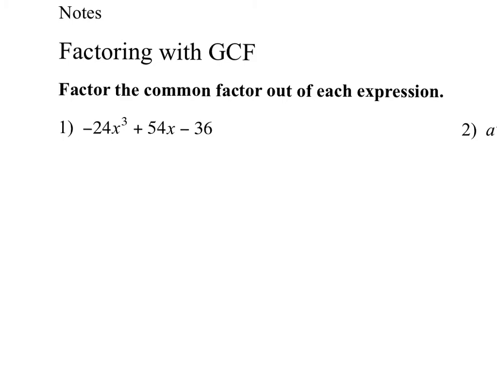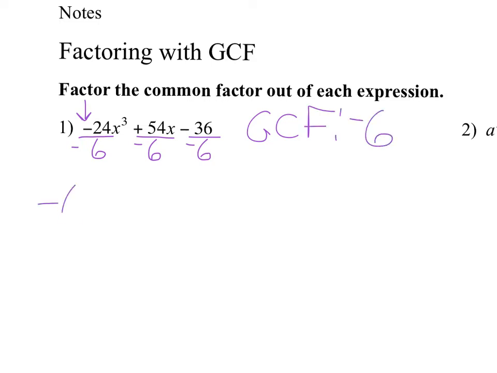Okay, so let's look at our problem. Those are our numbers that we were just looking at, the 24, the 54, and the 36. And because we know that 6 goes into every single one of these numbers, we're going to divide each of them by 6. And I want you to take special note that we have a negative in the front. Whenever you have a negative in the front, I want you to get into the habit of dividing out the negative as well. So our GCF for this first problem is negative 6.